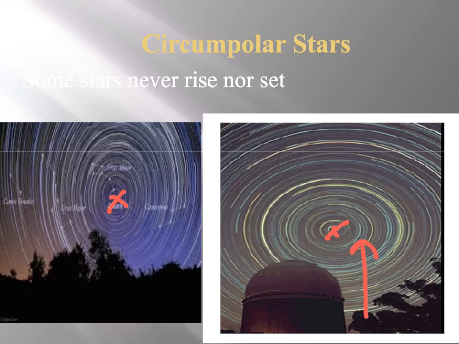I would say that this one is slightly higher. We can see that it looks slightly higher in the sky. But again, it wouldn't be zero, wouldn't be 90. And in this one, you can see some of those circumpolar constellations, which would also be an indication of what latitude the image was taken at.